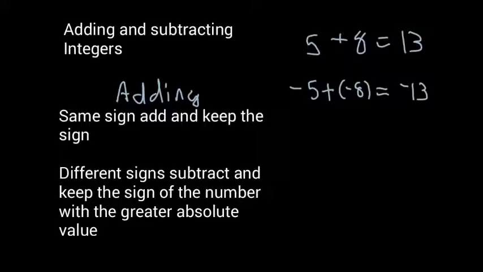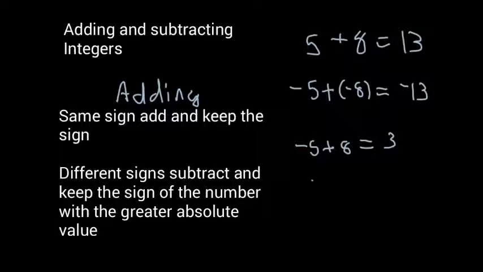So let's look at what happens when we have different signs. Let's say we have negative 5 plus 8. These are different signs, so I need to subtract. 8 minus 5 is 3. And 8 has a greater absolute value than negative 5, and 8 is positive, so my answer there is positive.